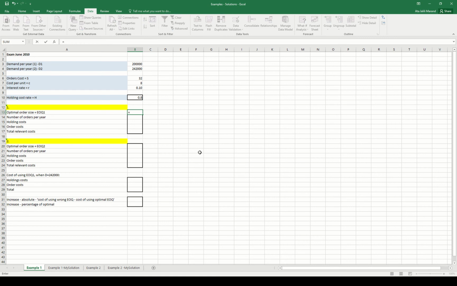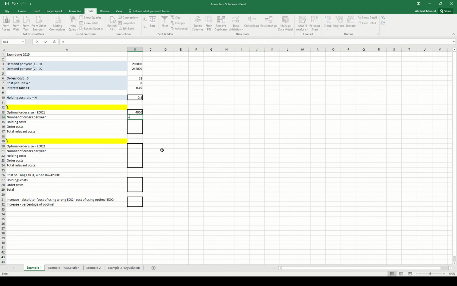So in the first part I have the first demand scenario. To calculate the economic order quantity I need to write square root of 2 times D times S divided by H. It is 4,000.